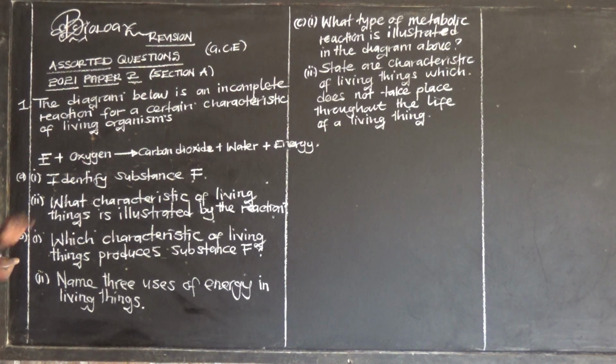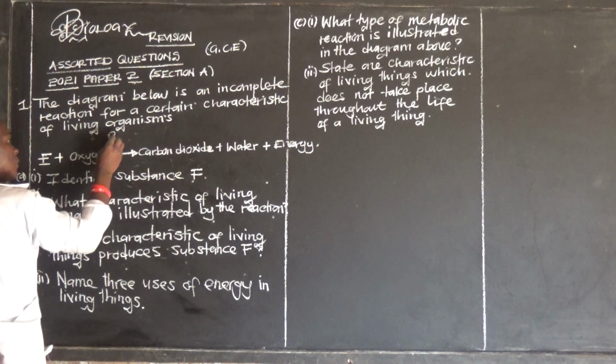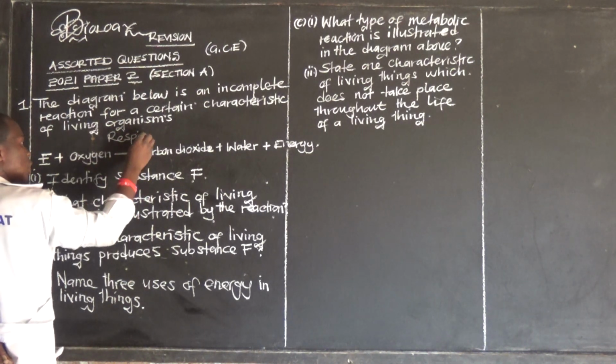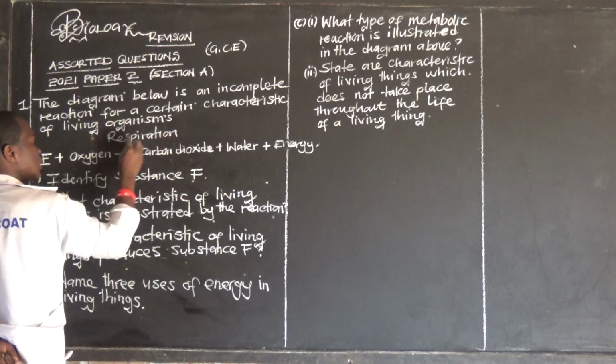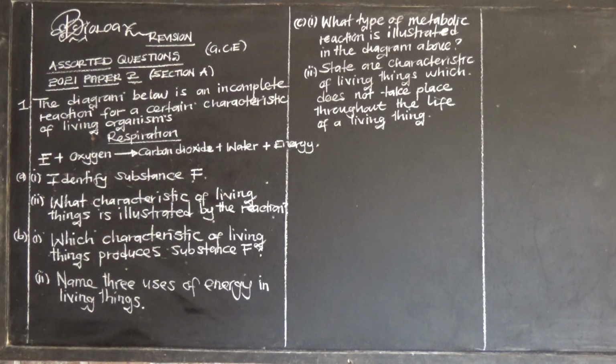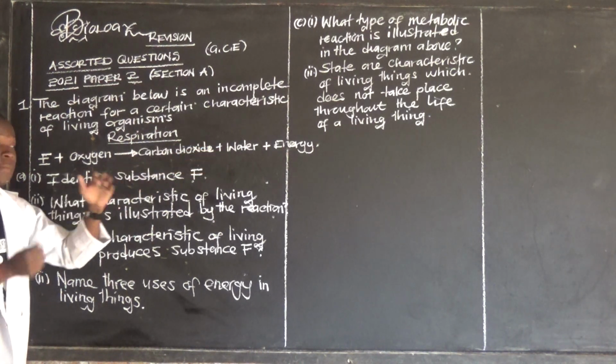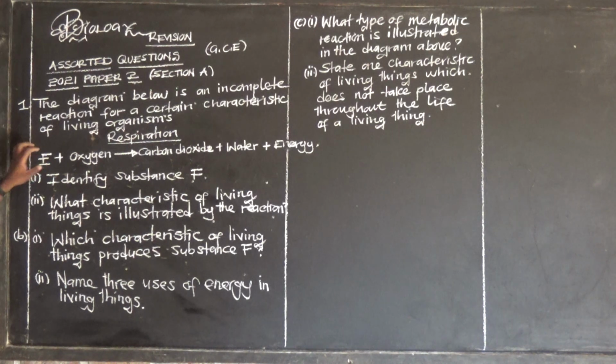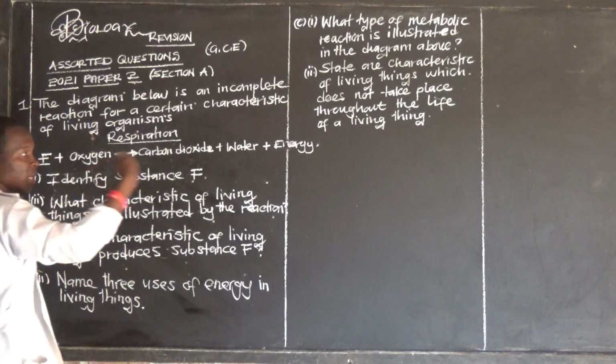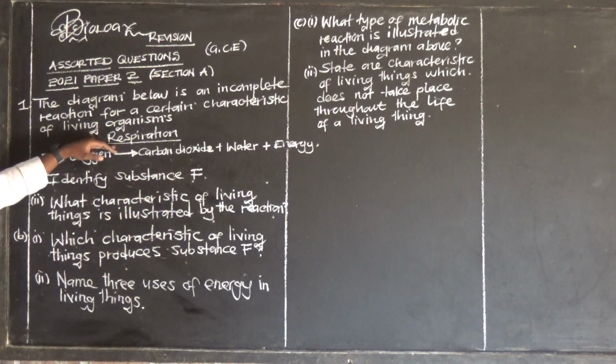So we need to identify this process. This process is respiration. I hope you guys know what respiration is. Respiration is simply the breaking down of glucose in the presence of oxygen to produce carbon dioxide, water and energy. Or you can just say the breaking down of glucose to release energy. That is respiration. Are you moving together?